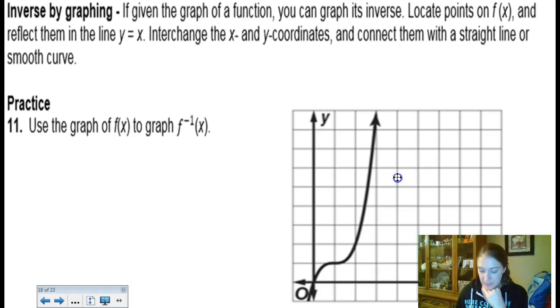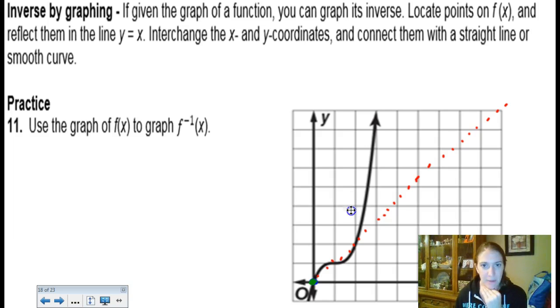Okay, so same idea. This one's going to be terrible. I'm just going to warn you, for me, maybe not for normal people. So, I have no idea what this function is, as far as the algebraic pieces of it, but I should be able to plot some ordered pairs and reverse them. So the original has a 0, 0, which means mine also has 0, 0.